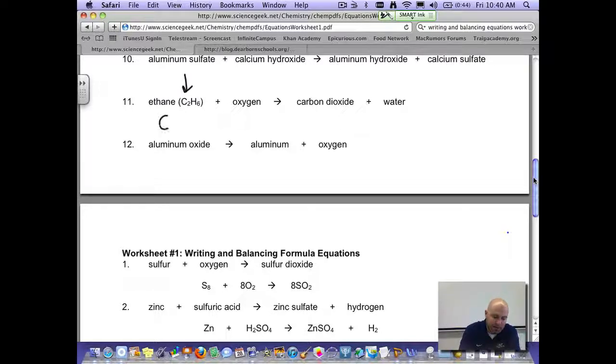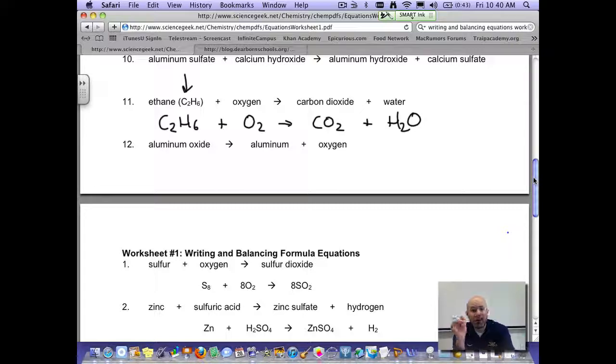This is an example here. Ethane, C2H6, reacts with oxygen to produce carbon dioxide and water. First of all, before I even mess around balancing it, I should know that this is a combustion reaction because I see carbon dioxide and water, and it's a hydrocarbon reacting with oxygen to produce that, so combustion reaction.